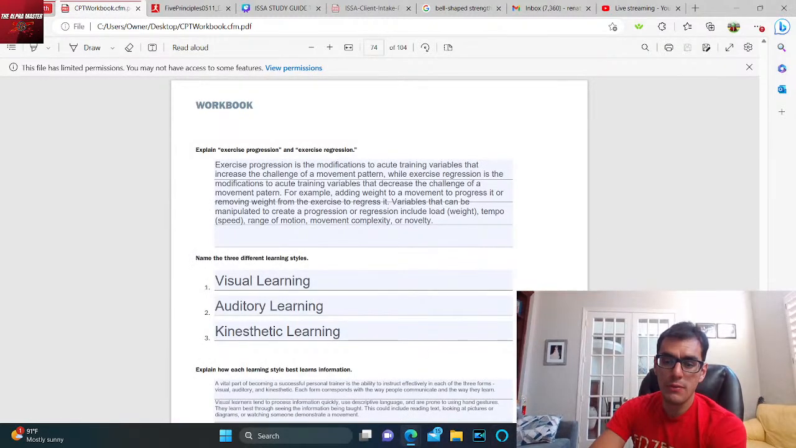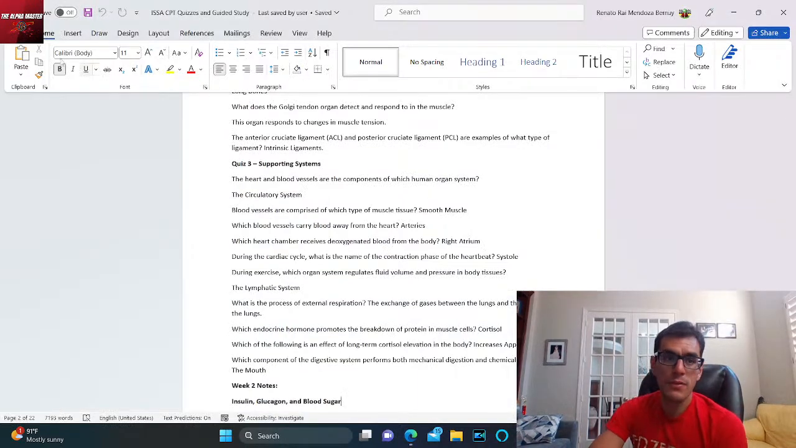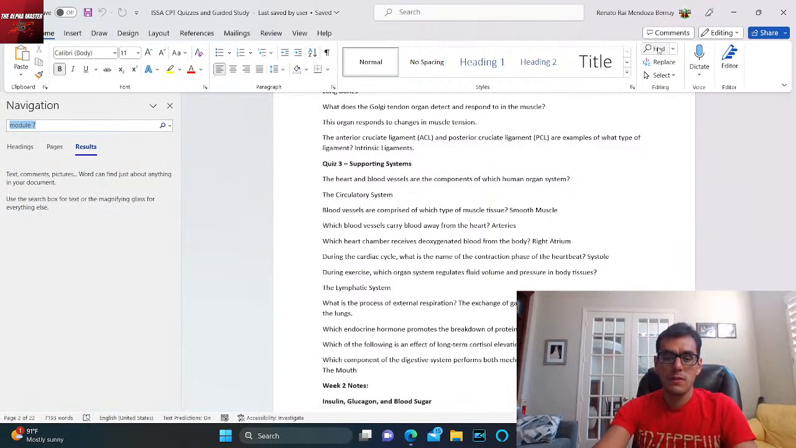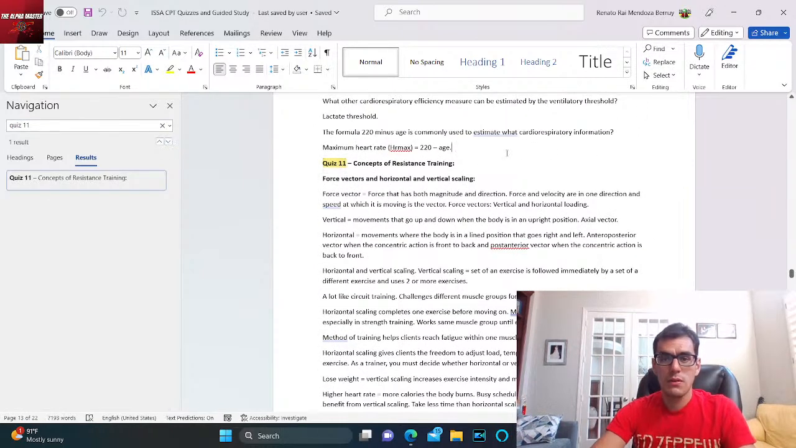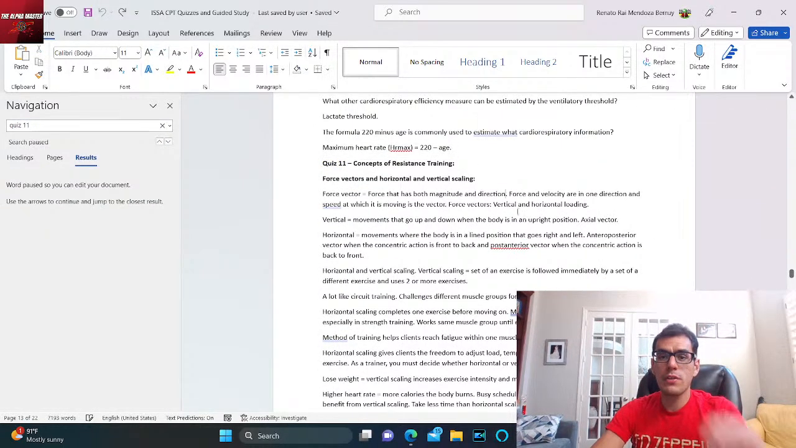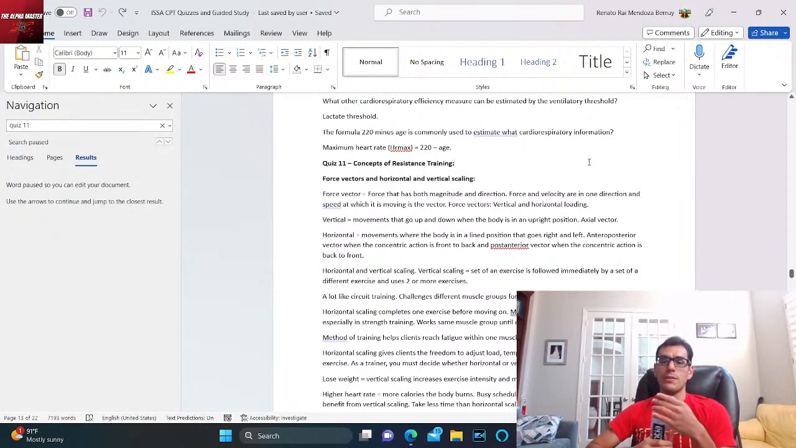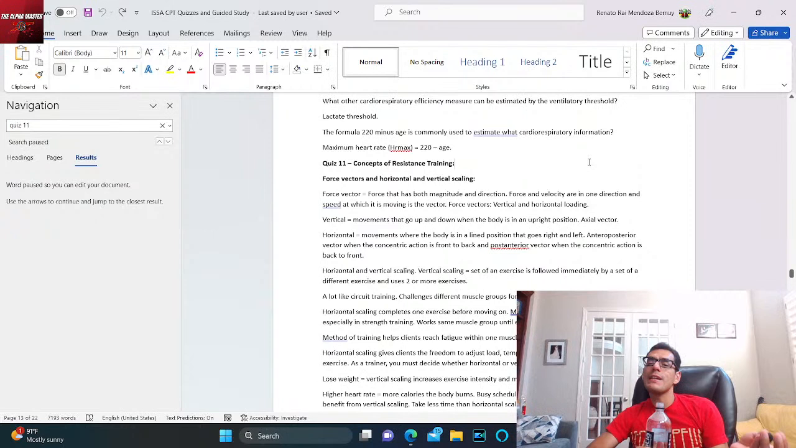Okay, I'm going to go over the quiz. It's going to be quiz 11. Force vectors and horizontal and vertical scaling. Never forget about the horizontal and vertical scaling. Horizontal scaling is for people that have time. Vertical scaling is for people that have no time.